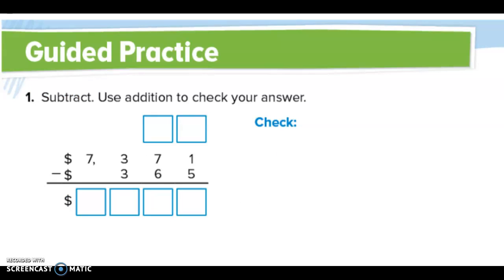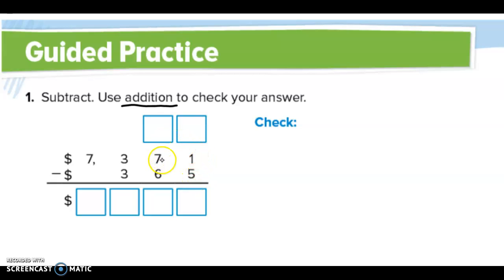This next question, instead of estimating, it wants us to use addition to check our answer. Remember, we can do that because addition and subtraction are inverse operations. So first, let's do the subtraction, okay? So we have 7,371, and we're going to subtract 365. We are always going to start with our ones. 1 minus 5. We can't do that. If we only have 1, we can't take 5 away.